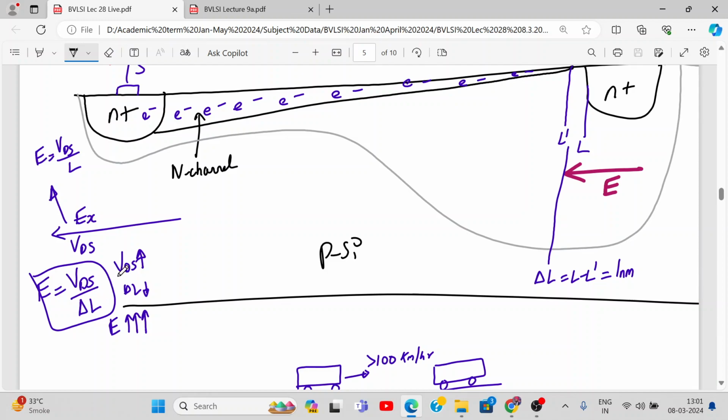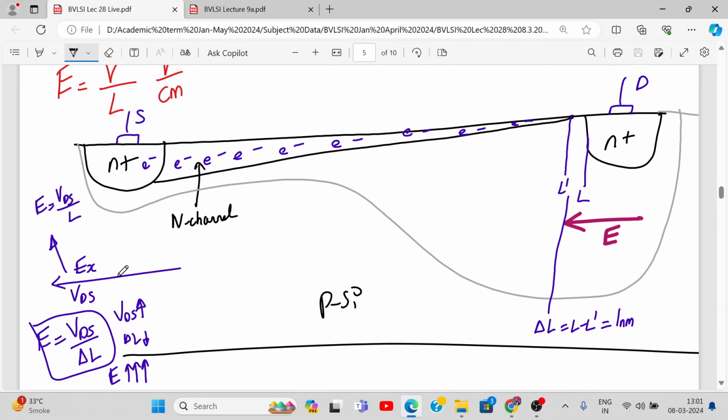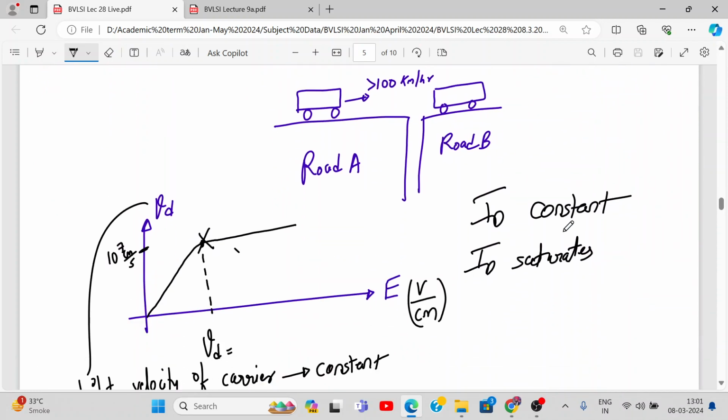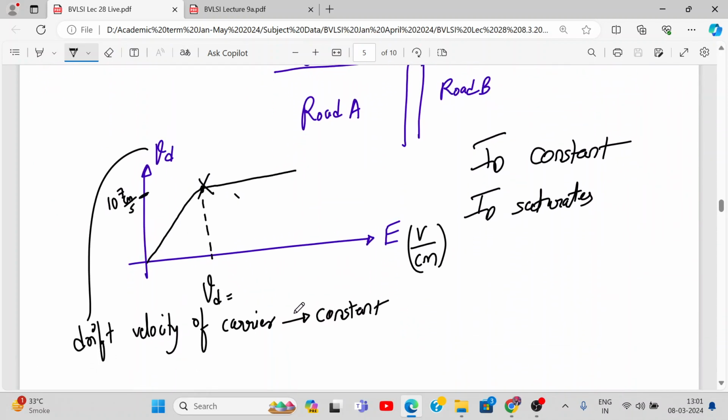Delta L is very small. So suddenly the electric field becomes very powerful. All the electrons coming near the n channel will attain that extra energy from the electric field, and they will be directed towards the drain region, and all these electrons will attain a constant drift velocity. Because of that, the ID will remain saturated.